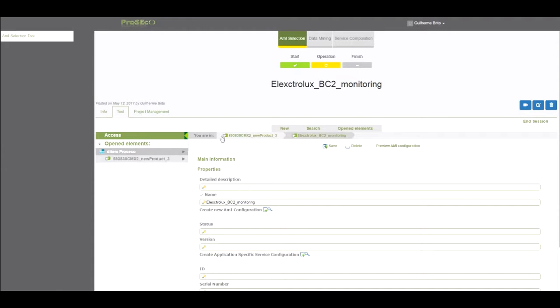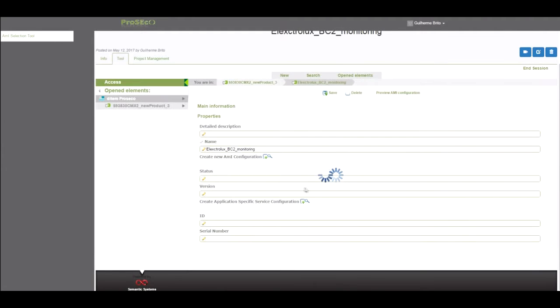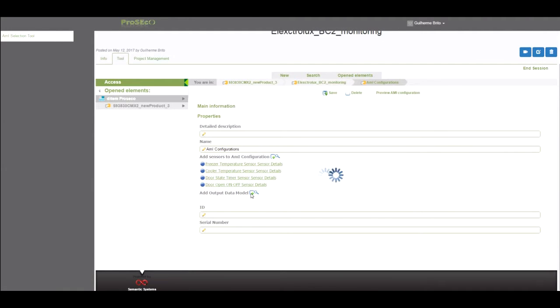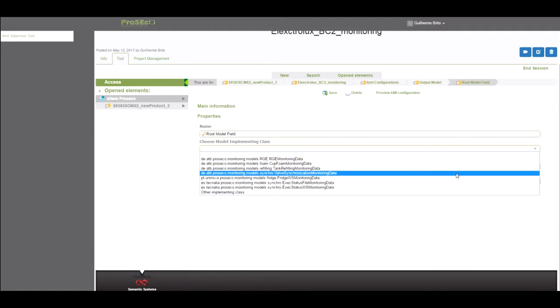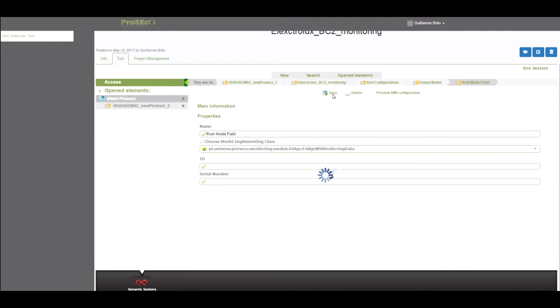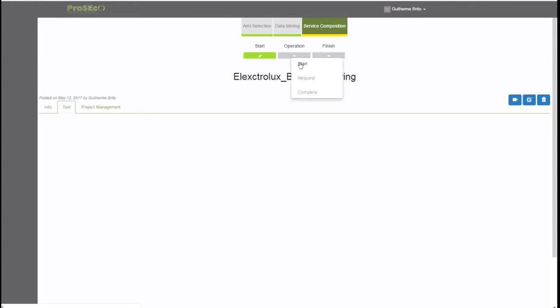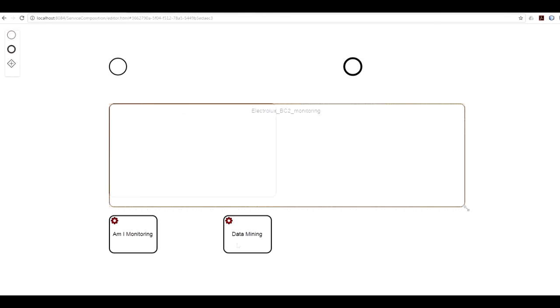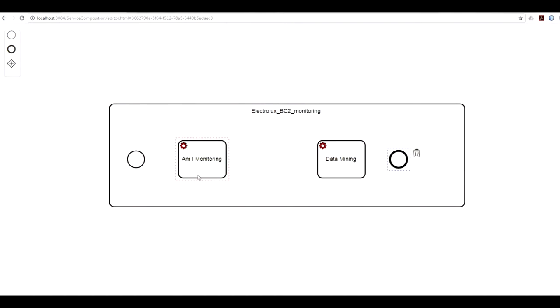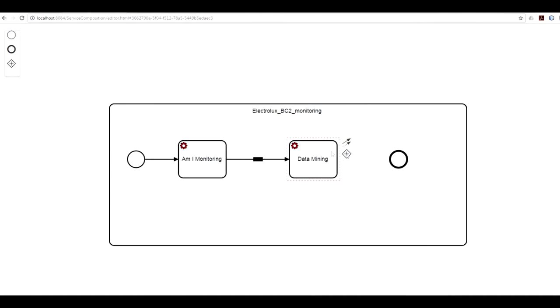In this case, the services used were the Bias Intelligence Selection tool, where one selects the sensors that are going to be monitored, and the Data Mining tool, where the algorithm to analyze the data is selected. Lastly, the Service Composition tool is used to link the different services in the PES.